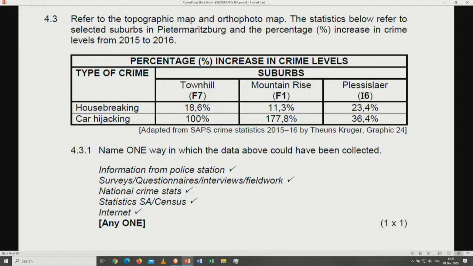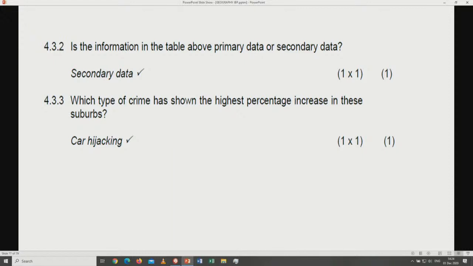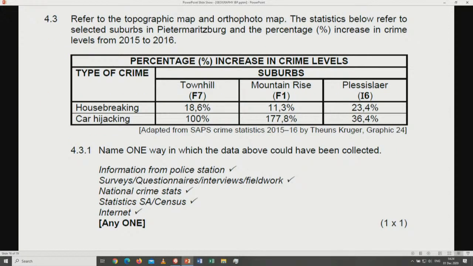Primary data, remember, is when you go to the field and do the field work. That's when you obtain primary data. And I know this year around, many of you grade 12 did not get the opportunity maybe to go because of COVID-19. You did not get an opportunity to go and ask people questions, for safety. But primary data is when you go to the field and collect it firsthand. But this one now is already there, so it's secondary. Which type of crime has shown the highest percentage increase? It is the car hijack. You can see here it is 100% in Hillview.